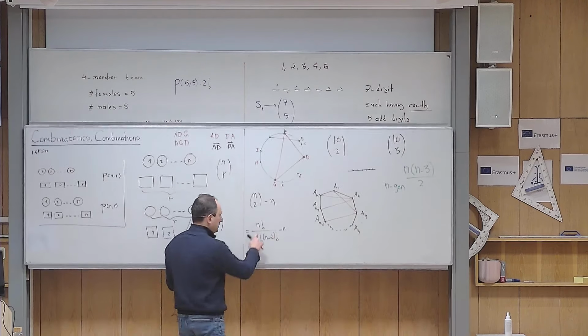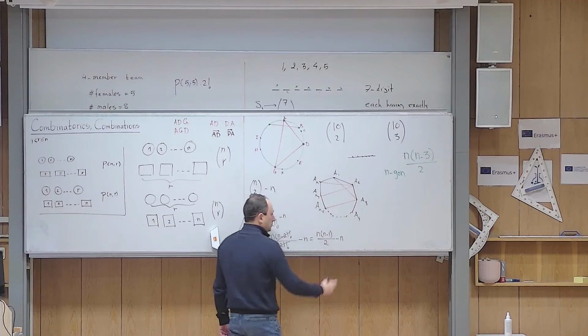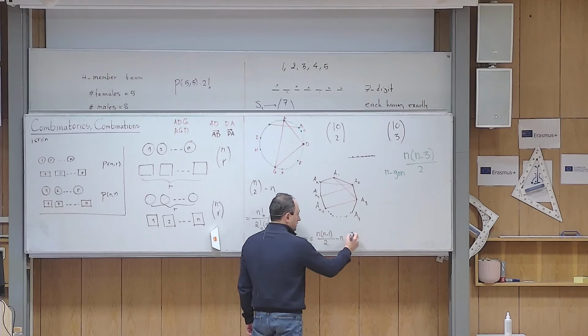Yes? Let us simplify. This becomes what? N times n minus 1 times n minus 2 factorial. 2 factorial is just simply 2, and then I have n minus 2 factorial, and of course I have an extra minus n here. This one and that one are gone, and I am left with n times n minus 1 divided by 2 minus n. So if you don't mind, let me factor n over 2 out. Of course here, this becomes n minus 1.